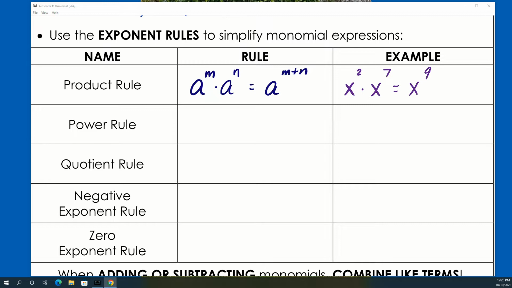And people usually remember the product rule, but the power rule you use a lot less, and it's kind of easier to forget. But for the power rule, we have a to the m, and then that is raised to the n. So it's a power that's raised to a power. Do you guys remember what to do with the m and the n on this? Multiply. So it's going to be a to the m times n. Or for example, we could have x squared raised to the 7th. We would multiply the 2 times the 7 and get x to the 14th.